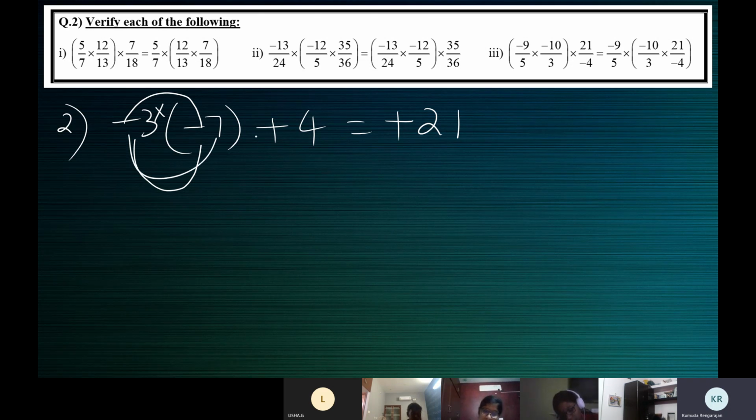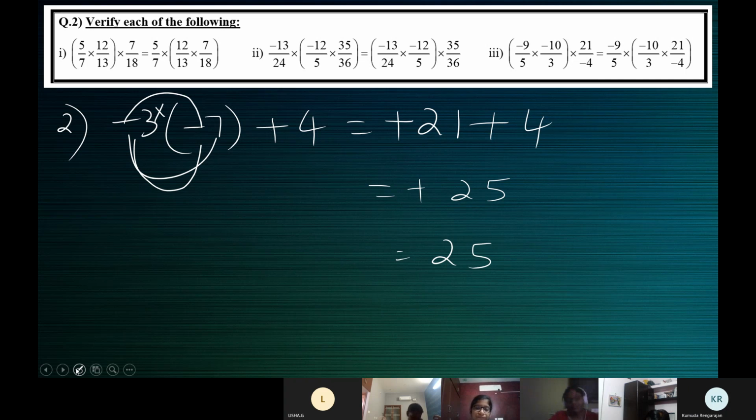So we are done with this. Then this +4. Now there is no multiplication. +21 +4. No multiplication. We have two numbers with the same signs. So add and put the same sign plus, it's just 25. Ma'am, while reading, we will say it as -3 of -7, ma'am. Yeah, minus 3 of minus 7 plus 4.